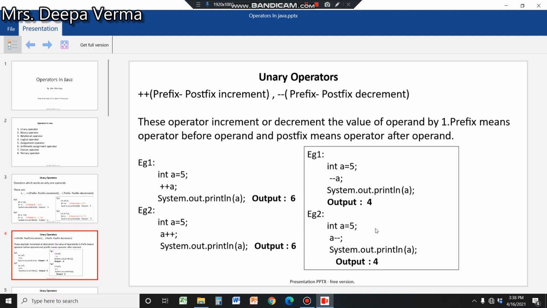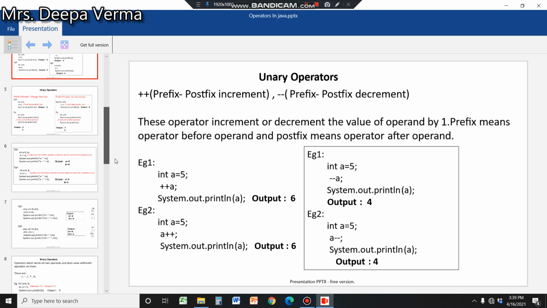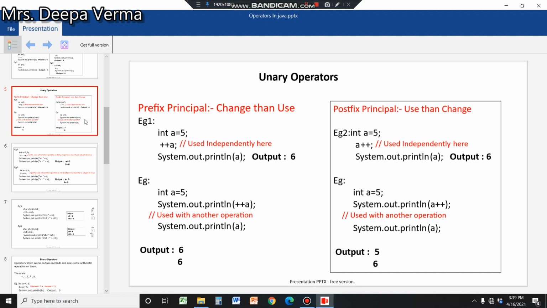Just like that in memory also, in example 2 also, a minus minus. So first it is a and then after a, in the next line, this operator has worked as the decrement operator and decreased the value of a by 1.